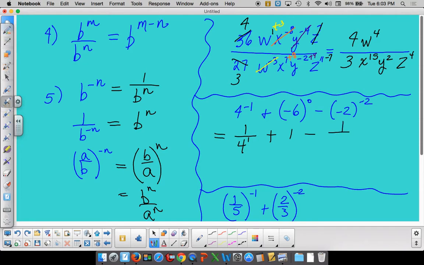So I have to drop the base to the bottom, including the negative. And now it's going to be to the positive 2 power, which is really simply another 1/4. So in the end, I have 1/4 plus 1 minus 1/4. The 1/4s are going to cancel, and my answer is 1.